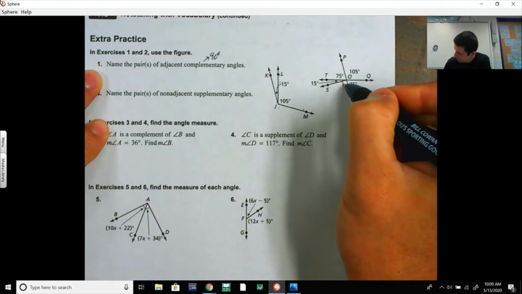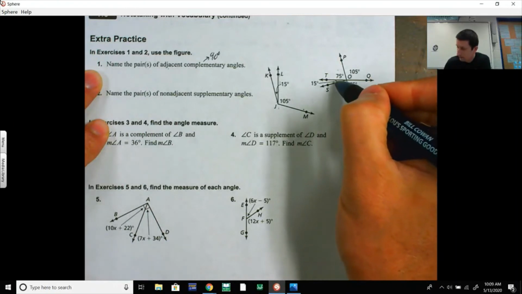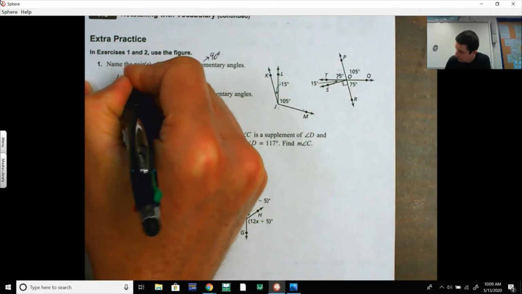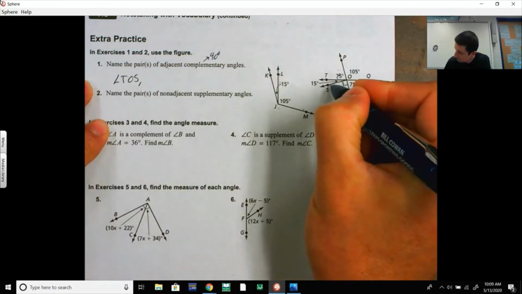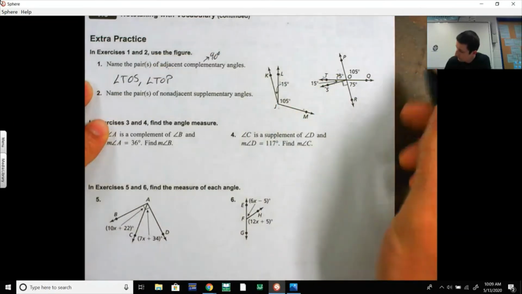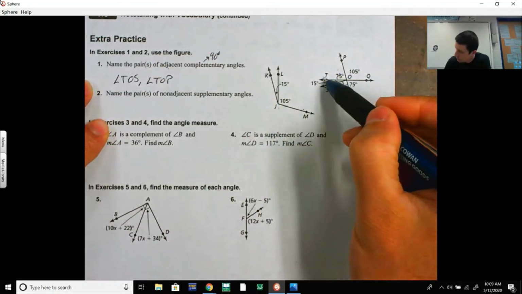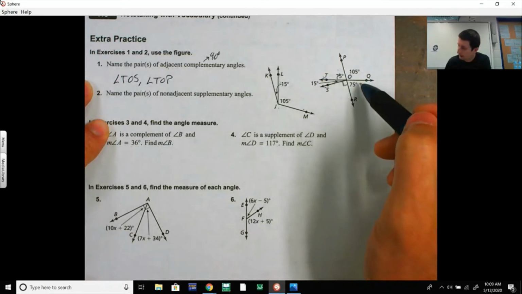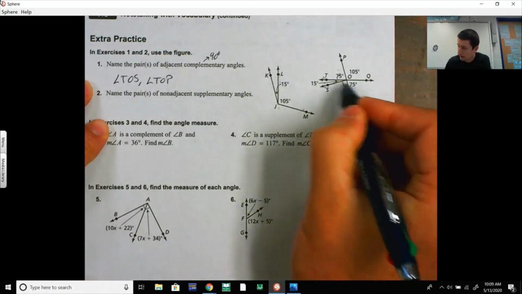I see a 90-degree angle here. I see a 75 and 15. Those add up to 90. So angle TOS and TOP. Those would be adjacent. They share side OT, and they add up to 90 degrees. And I think that's it. Now, this 15 and 75 would add up to 90, but they're not adjacent.